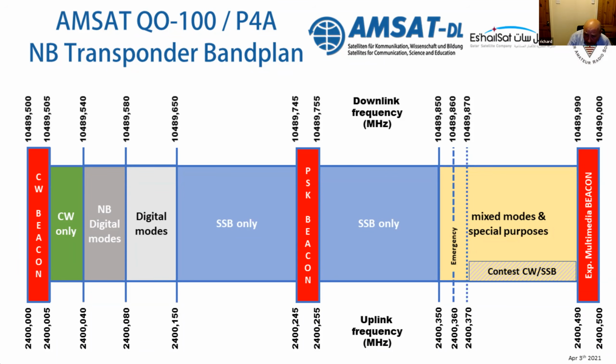So as I said before, you've got uplink on 2.4 gigs and downlink on 10.5 gigahertz. What else can I say? So that's basically it. But the nice thing, as I say, it's a linear transponder. So whatever goes up comes down.